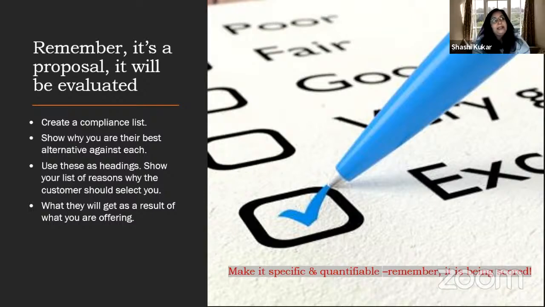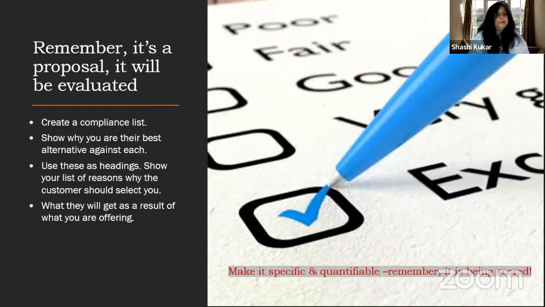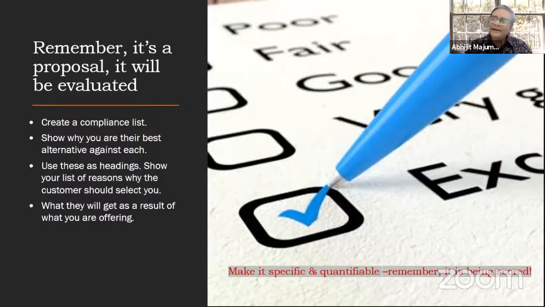Yeah. And when you edit that, you have to be objective about it. Yes, you have to be objective. You have to keep in mind that the reader wants to make a decision. How are you going to help him to make that decision?